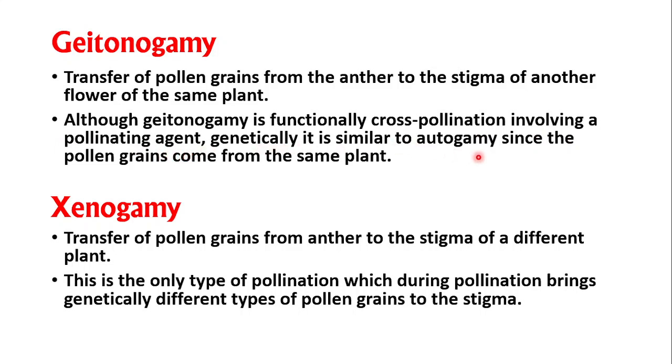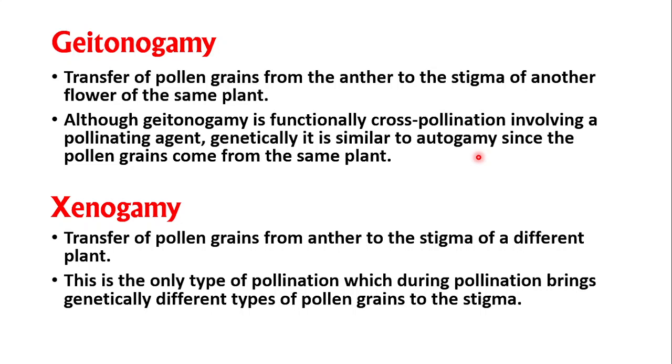to autogamy. Why is it genetically similar to autogamy? Because the transfer of pollen grains takes place, no doubt, from one flower to another flower, but since both flowers belong to the same plant, it will be genetically identical or genetically similar to autogamy or self pollination. Is that clear? Because there is no chance of crossing with a different plant. Since the flowers belong to the same plant, geitonogamy will act like self pollination itself, right?